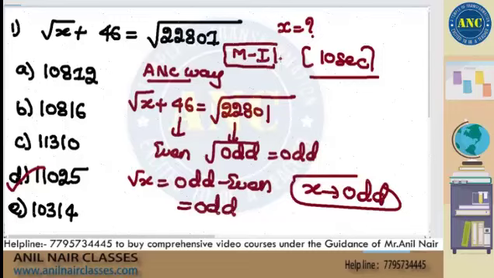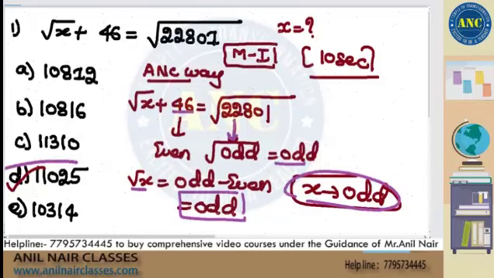question in multiple ways. Root x plus 46 is root of 22801. 46 is an even number. This is an odd number. Root of odd number is always an odd number. Root x plus even is odd. Root x will be odd minus even. Root x is an odd number. X will also be an odd number. There is only one option, which is 11025.